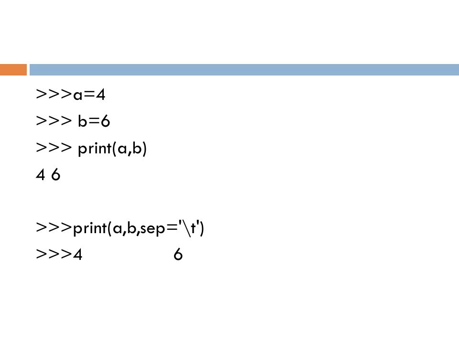Input statement, print statement. So a is equal to 4, b is equal to 6, print a comma b. Here we print the a and b values separated by some space. If you want to make the space one tab, then we have to use the sep variable. sep is equal to \t. So in order to represent that, we write a comma b separated by \t.